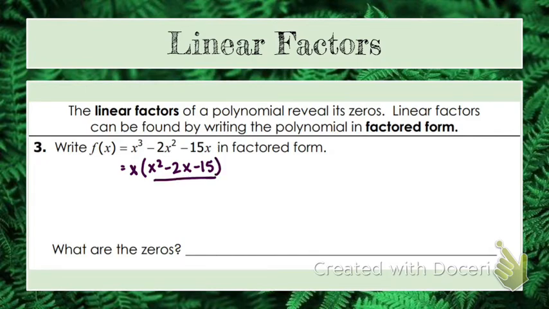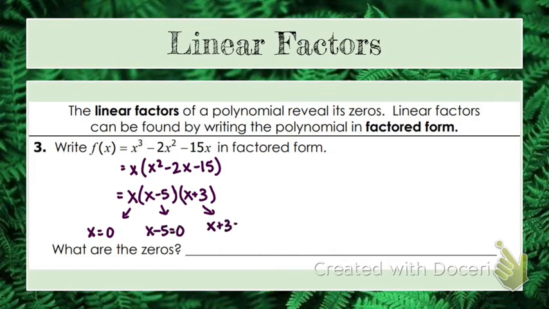Then, whenever we factor this, remember I told you factoring would come back to haunt you. Here it is. We have 2 x's, and then we want 2 numbers that multiply to get -15 and add to get -2. So I'm going to choose -5 and +3, because -5 times +3 is -15, and -5 plus +3 is -2. So now we split these up, and set each one equal to 0. And that's how we find what our zeros are.